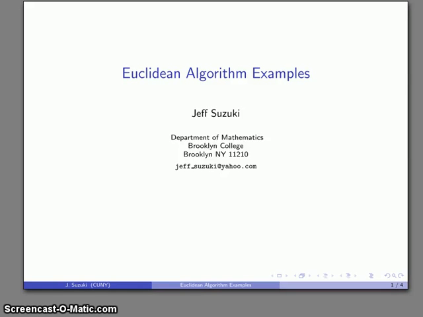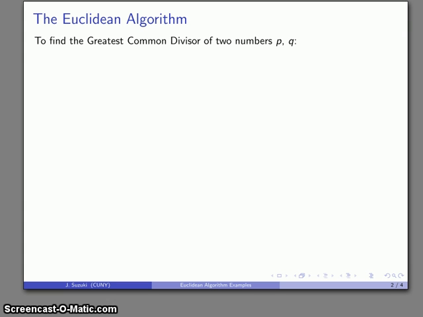If we put all of our basic observations on divisibility together, we arrive at what's called the Euclidean algorithm. And so let's put those together. The Euclidean algorithm, if I want to find the greatest common divisor of two numbers, then what I can do is divide the larger number by the smaller number to find some remainder, whatever that happens to be.